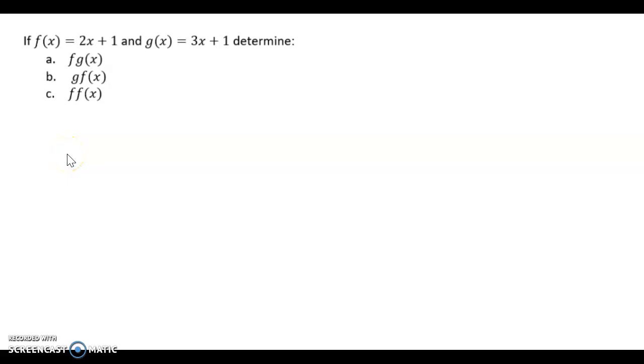Hi there. In this video, we're going to look at one example for composite functions. This is sometimes a confusing topic for students. So let's have a look at one example. So f of g of x.